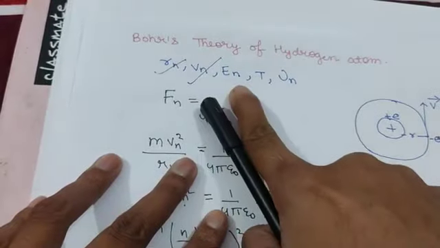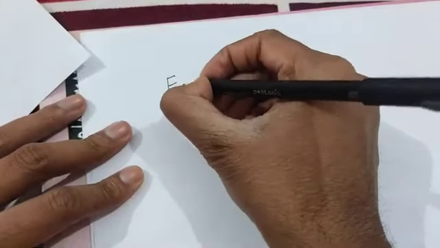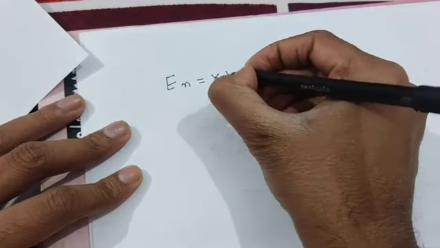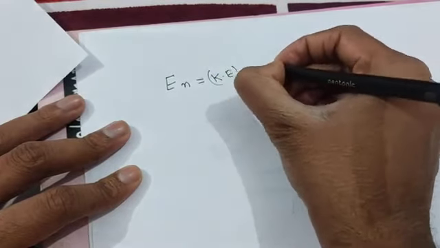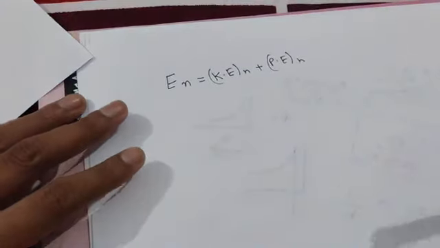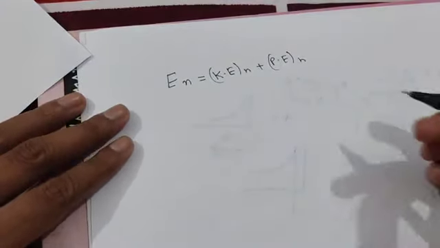Now we'll find the En. Finding En, we will use that En is equal to kinetic energy plus potential energy. So let's go.